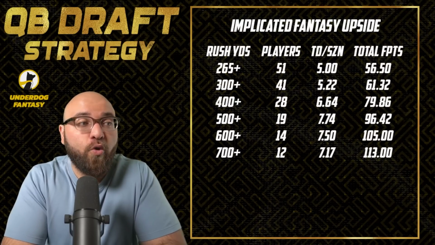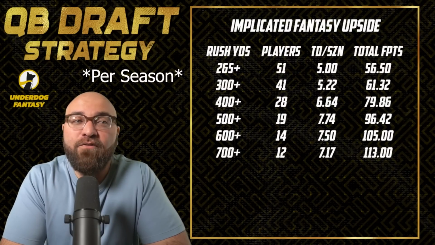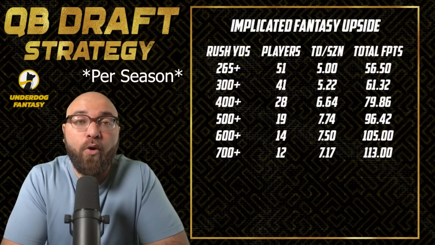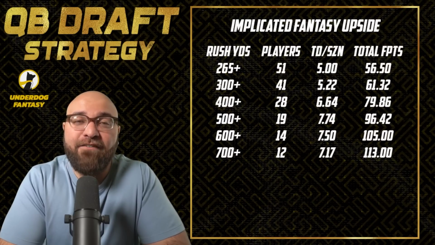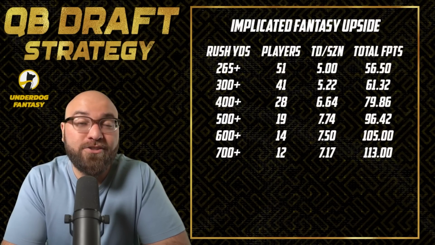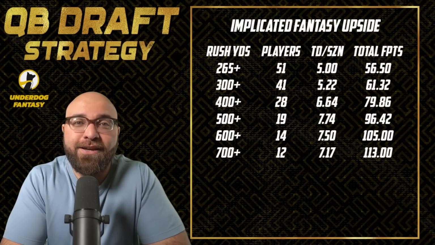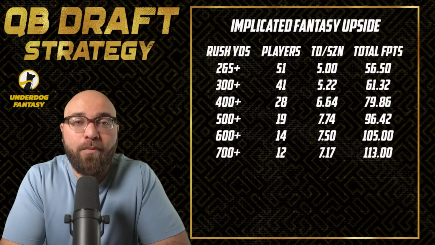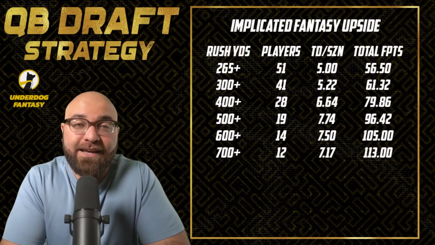In those seasons, those quarterbacks were averaging 5 touchdowns per season. So not only are you getting the contribution from a mobile quarterback of 26.5 fantasy points just off of yardage, you're getting an additional 30 fantasy points on average in terms of rushing touchdowns. So that's 56.5 fantasy points for quarterbacks who just barely meet the designation.